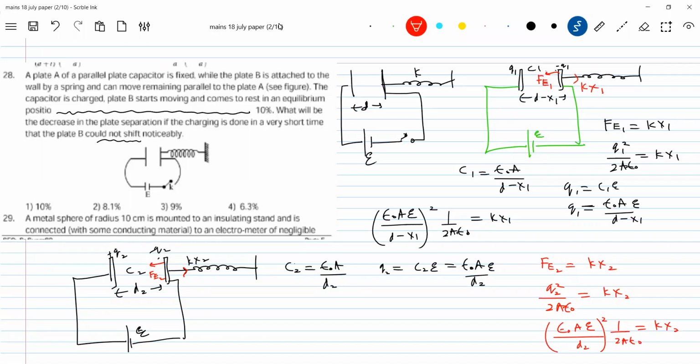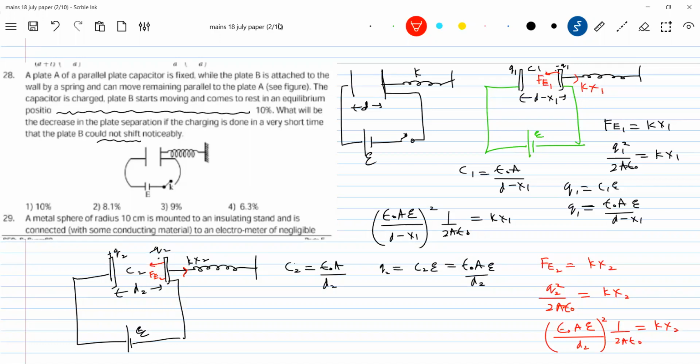This much I have. So if I want, I can eliminate epsilon naught A E squared by dividing these two, this one. So I'll get x1, x2, and D2. What is D2? D2 should be equal to D minus x2. And I think some relation between them, for x1 he has given one equation in terms of D. Substituting that, we'll get x2.